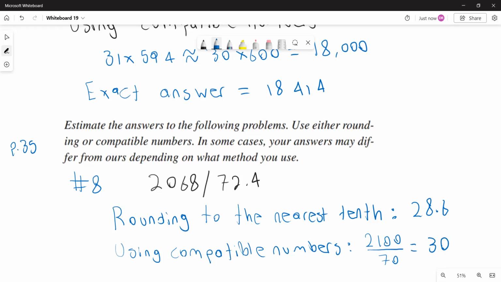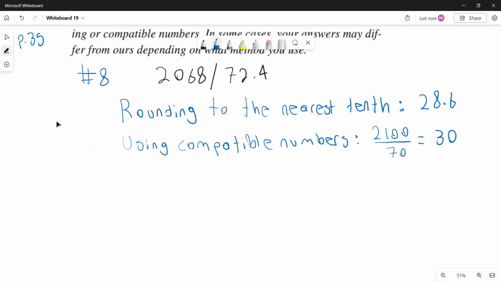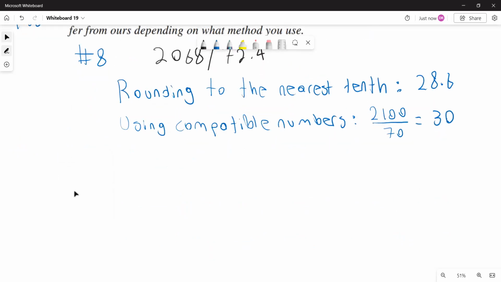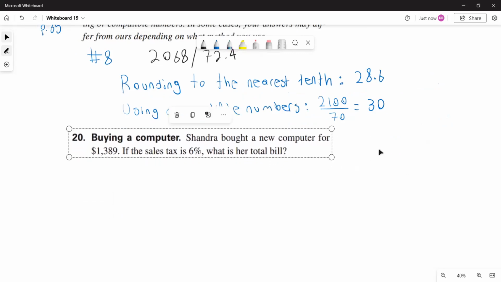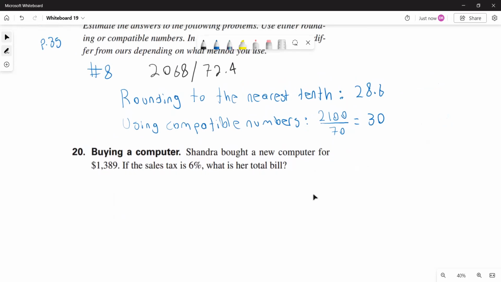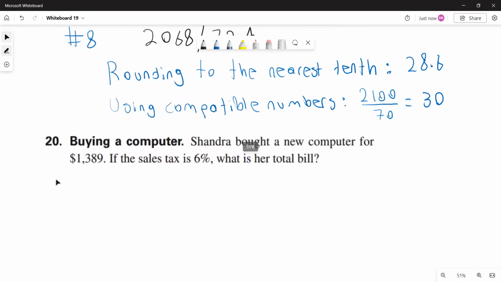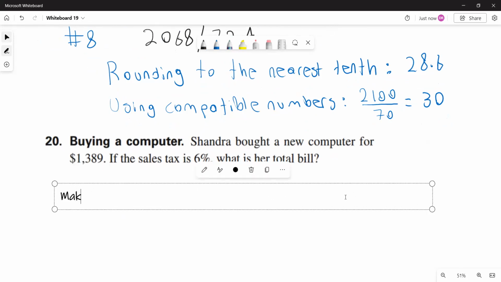Okay, so we're going to look at number 20 now. So I'm not using a calculator, except for the one where we use rounding. I'm not using a calculator on number 20. Okay, so without a calculator, let's suppose that Chandra bought a new computer for $1,389. If the sales tax is 6%, what is her total bill? Okay, so make an estimate without a calculator by using compatible numbers.